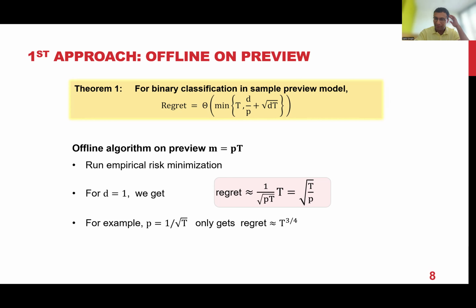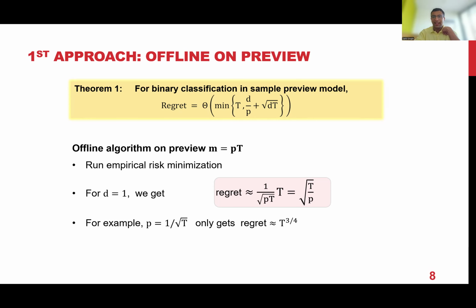To give you an example, let's say P is something like 1 over square root T. The above bound, Theorem 1, only gives you square root T regret, whereas this will give you something like T to the 3/4. So it says that something can be done, but it's pretty weak. It gets you to T to the 3/4 when P is 1 over square root T. Good, so we want to do better.